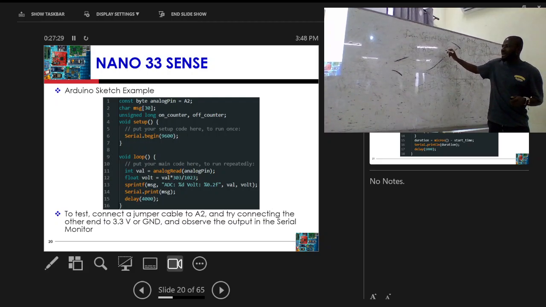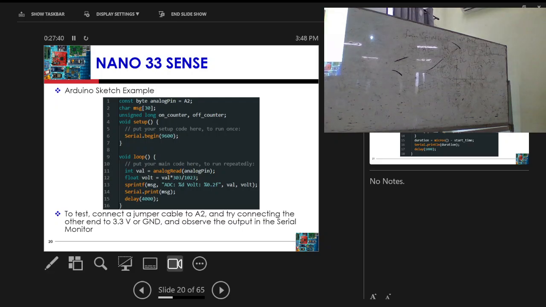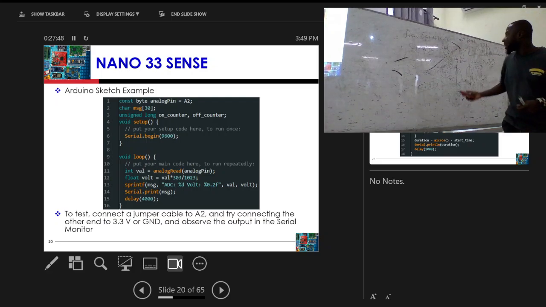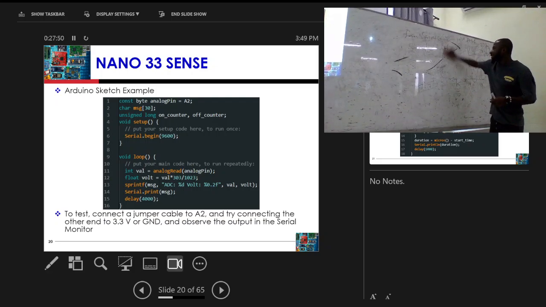So now, if I'm supposed to print ADC, and then the value, and then the voltage, how will I do this using Serial.print? How will I do that? So now, instead of using sprintf, I want to use print.